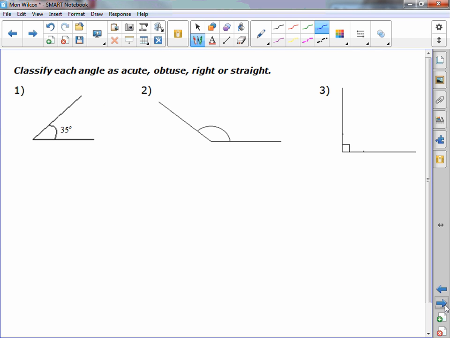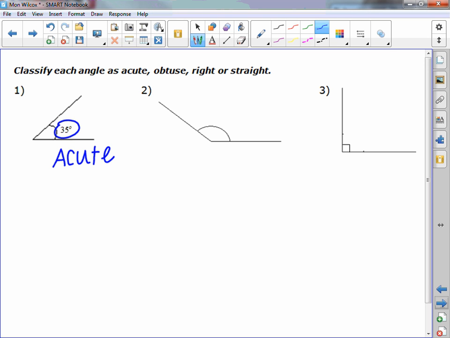So just by looking at these angles, let's classify them as acute, obtuse, right, or straight. So take just a few seconds, and by looking at them, see if you can identify what type of angle they are. The first one's given to you. They tell us it's 35 degrees, which is obviously less than 90, so this would be an acute angle.